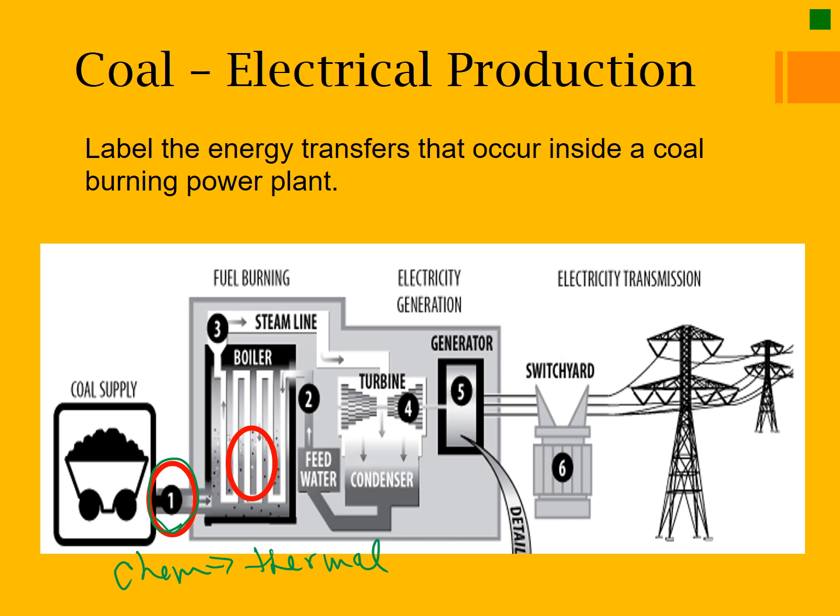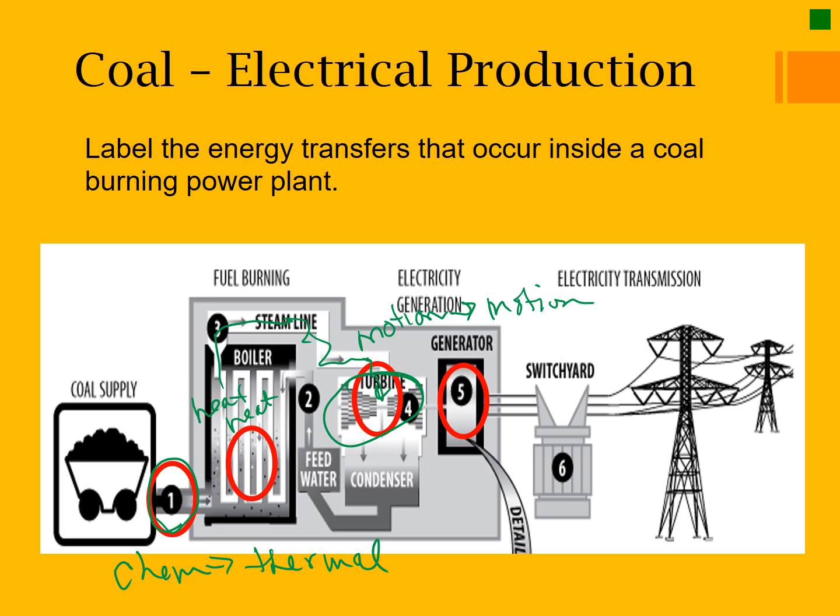Then we've got this one right here, which is heat from the fire going to heat the water. So it's thermal to thermal, or heat to heat. Then we've got turbines. We've turned the water into steam. Steam has the ability to move, so we've got motion of the steam, and its job is to turn those turbines, so it's motion to motion.